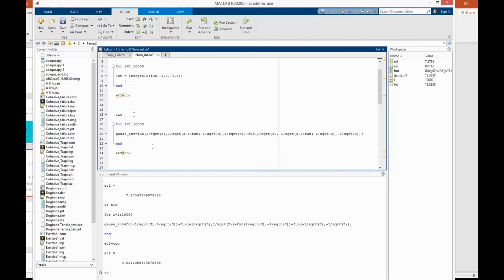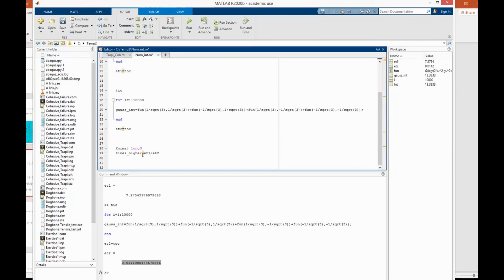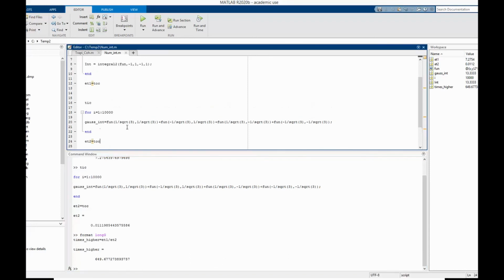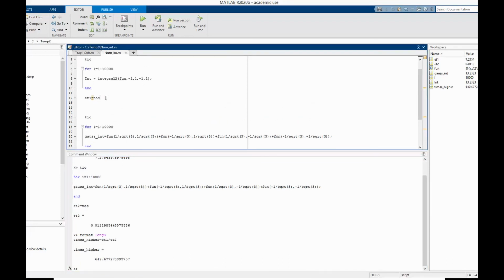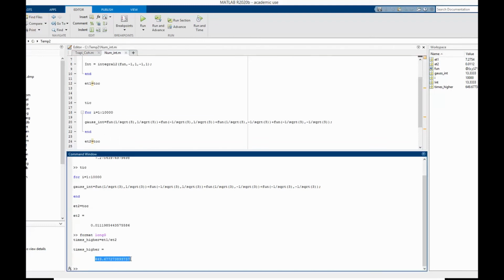Again, I would like to remind you that the integration performed using regular integration or Gauss integration had the same value or same accuracy, but you save your time by a big margin. If we divide ET1 by ET2, we get the value of 649. This means that by the time a regular integral is performed once, a Gauss integration could be performed 649 times. Experience shows that this number can even be several thousands.